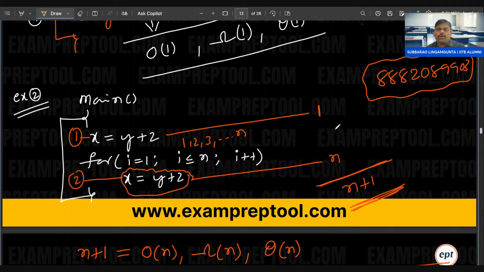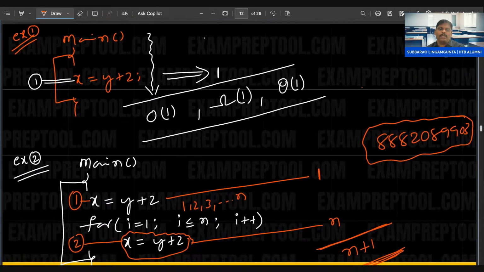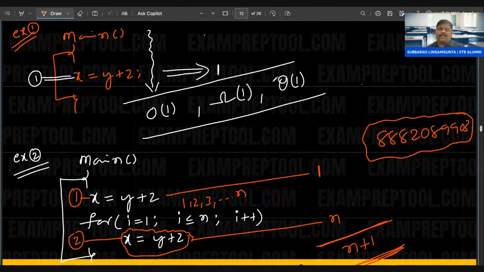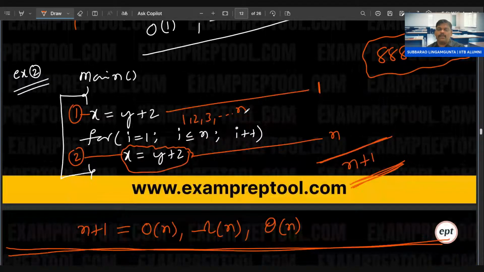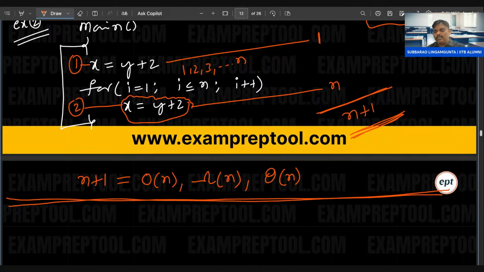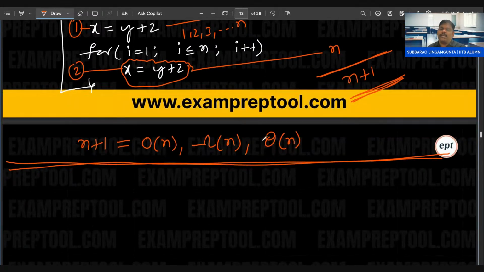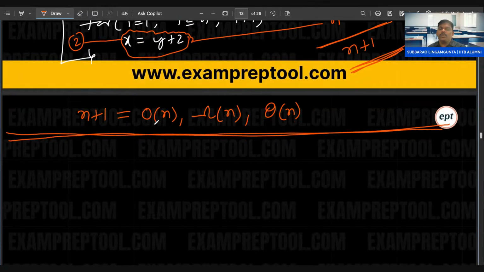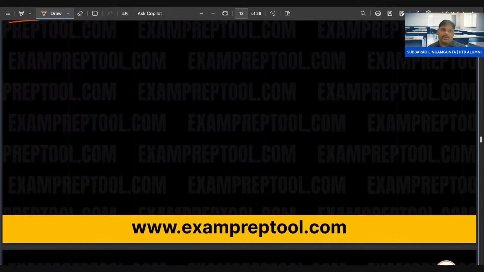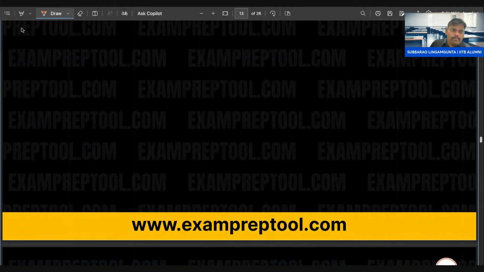So the second problem is also done. First problem, time complexity: order of magnitude is 1, so time complexity is big O of 1, omega of 1, theta of 1. Second one, if you observe, two statements: first statement order of magnitude is 1, second statement order of magnitude is n. So n plus 1, and the actual answer n plus 1 can be written as big O of n, omega of n, theta of n. Okay, second also completed. Let's go to the third problem. Everyone, please concentrate on the third problem.